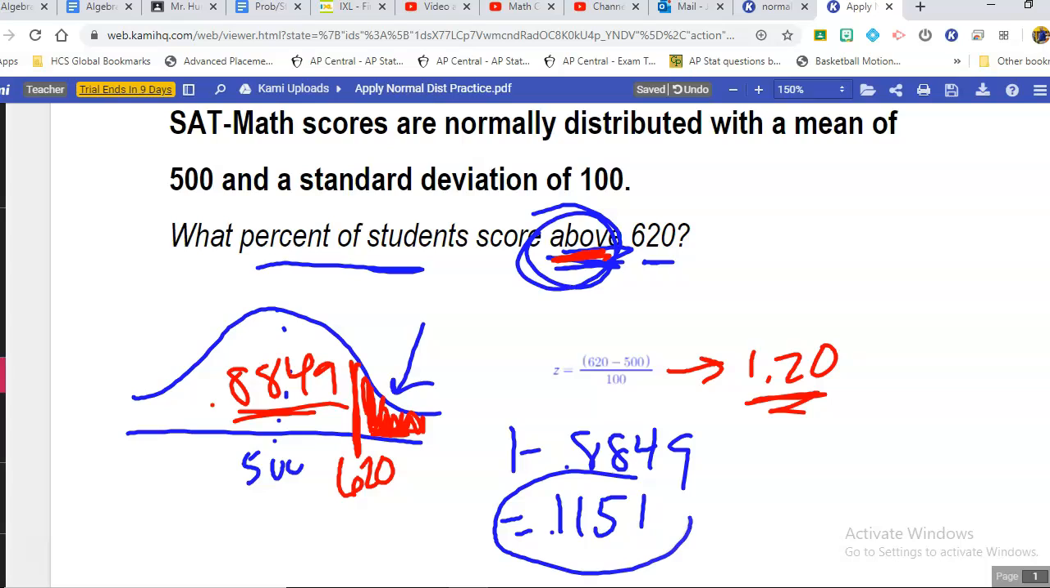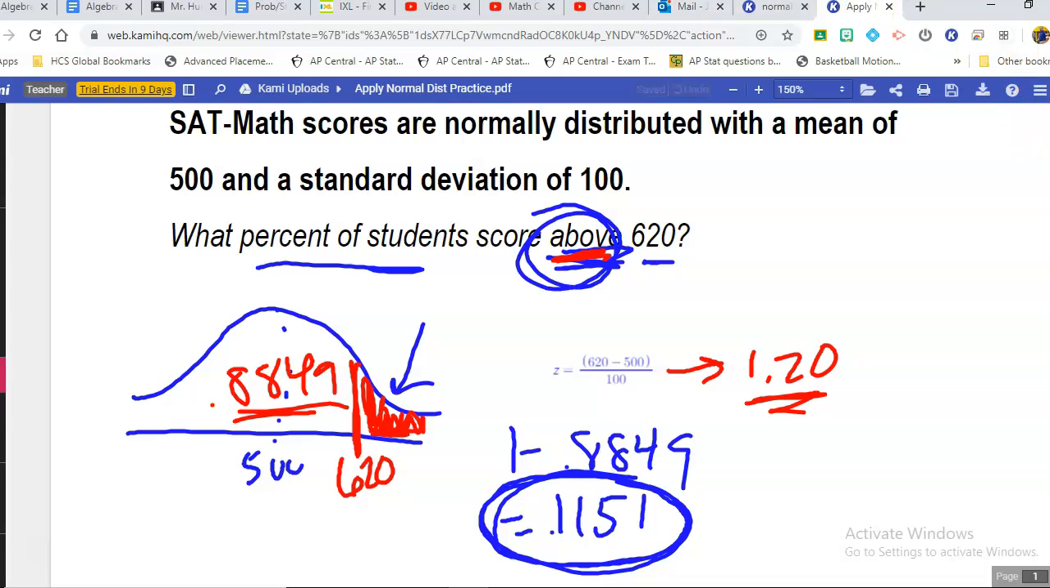0.1151. So basically, given this information, and that is actually pretty close to the truth, it varies a little bit year to year, but the mean is usually around 500 with a standard deviation of 100. Basically 11.5% of students are going to score above 620 on the math section of the SAT.